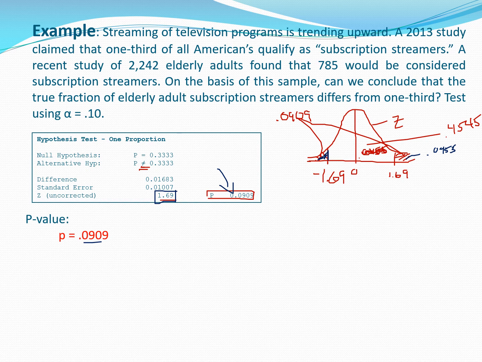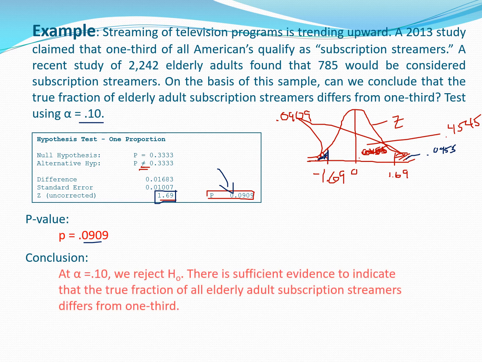Is p lower than that alpha? Yeah, it is. 0.09 is just barely, but it's lower, so we can reject. There is sufficient evidence to indicate that the true fraction, true proportion, true percentage of all adult subscription streamers differs from 1/3. Rejection regions and p-values will always give you the same conclusion. You've got to be prepared to do both.